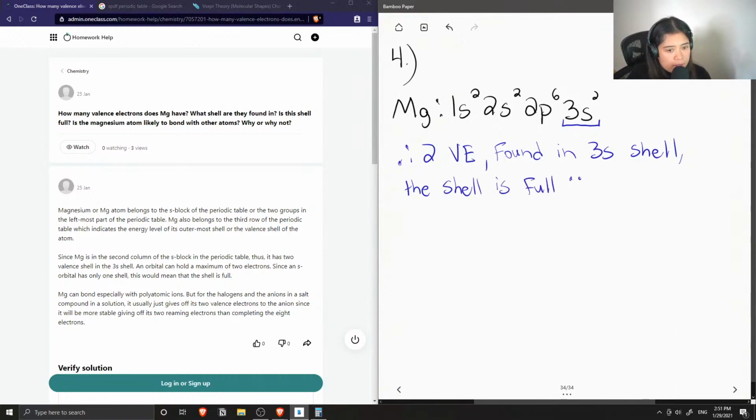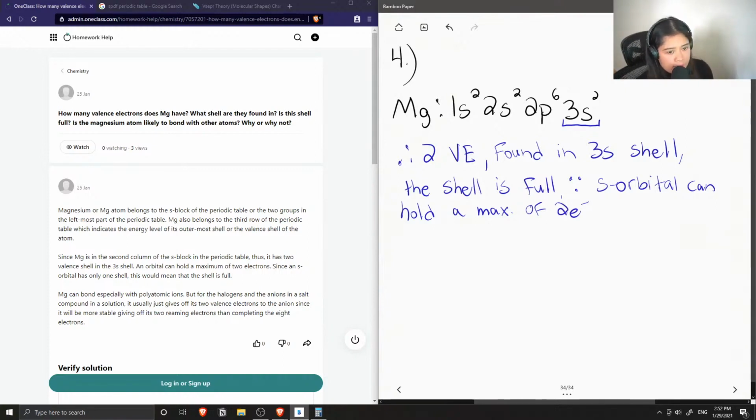Since an s orbital can hold a max of 2 electrons, sorry, 2 electrons.